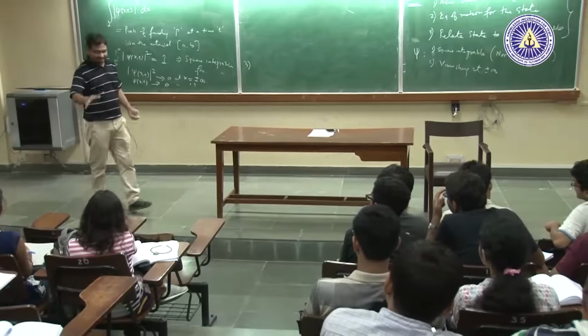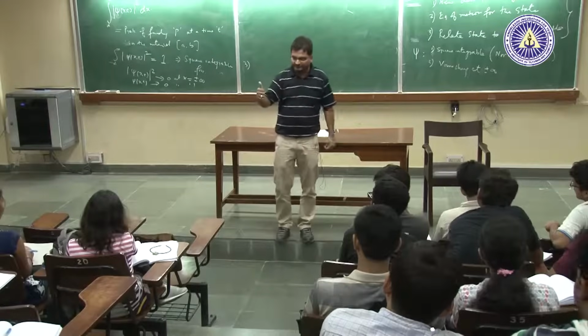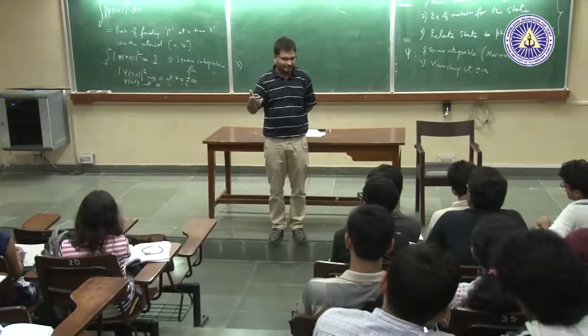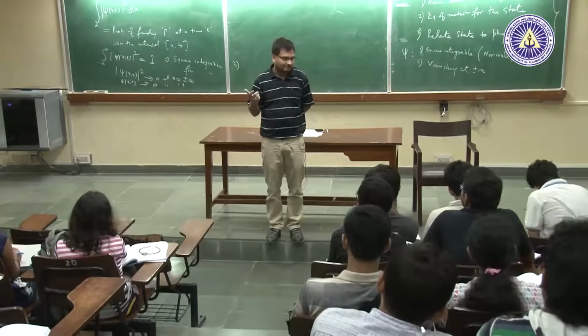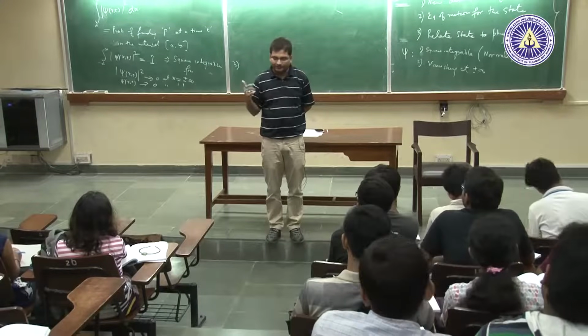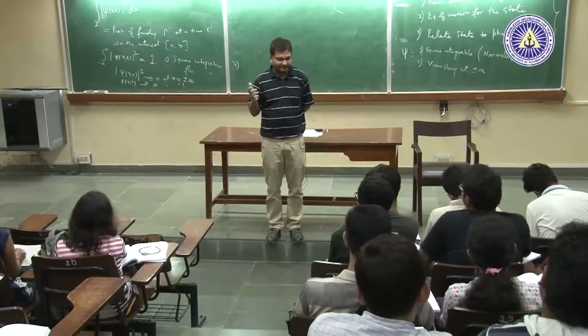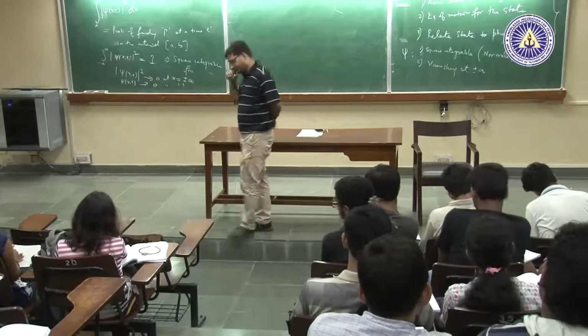Let us revise. To describe the state of the system, we need a state variable x, p, or psi in quantum mechanics. Quantum mechanics comes in when the action of the problem is of the order of h bar, which is roughly 10 to the power minus 34 joule-seconds.